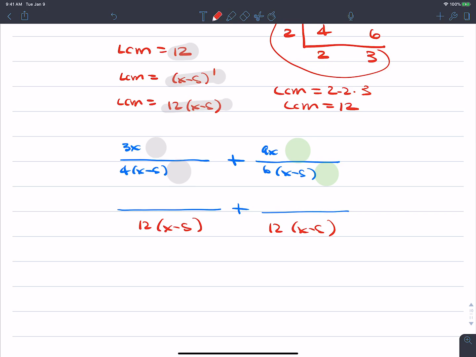So we take a closer look and we get 4 times some number better be 12. We know that has to be 3. We already have an x minus 5 term, so we're done. 3 on top and 3 on bottom. 6 now times some number is 12. That has to be 2. We already have an x minus 5 term. So this gives us 9x and 18x.